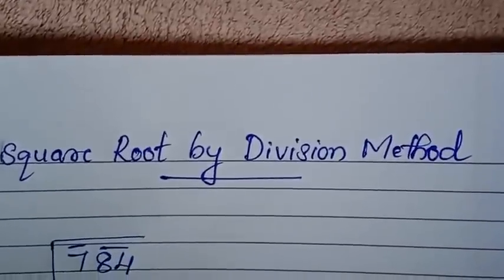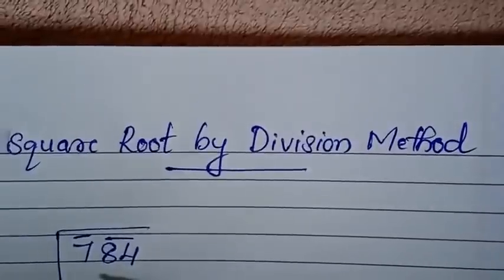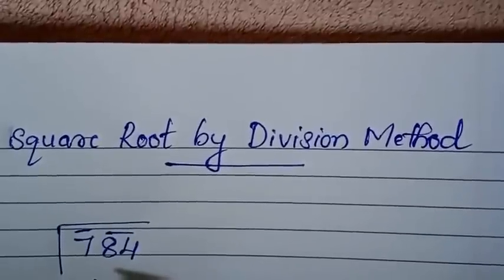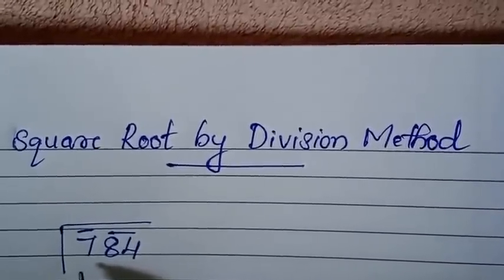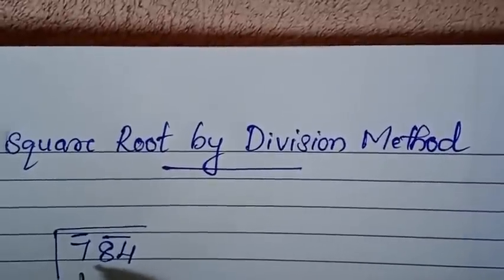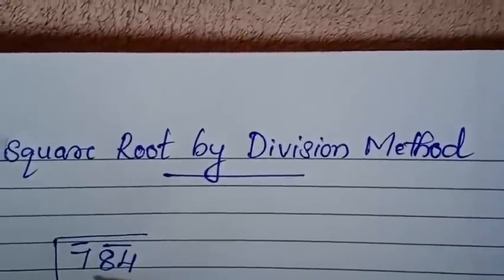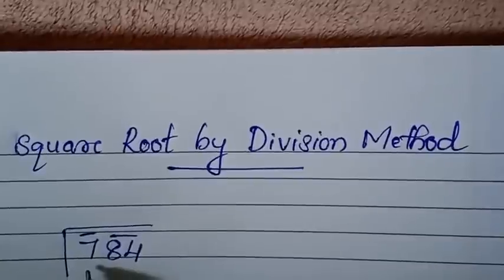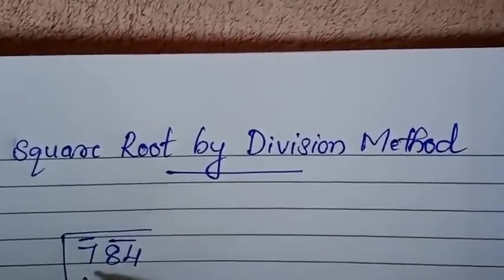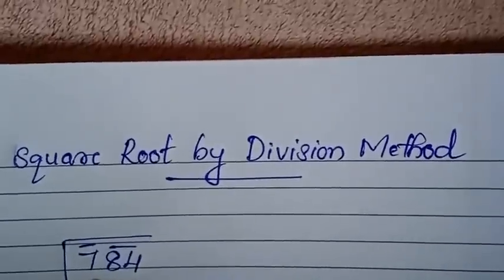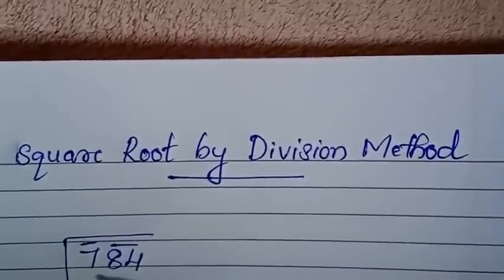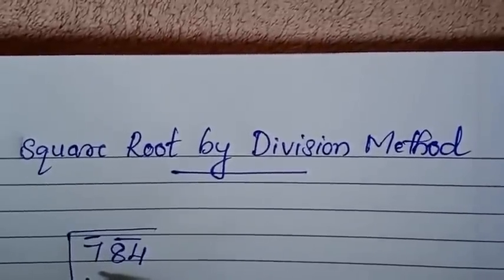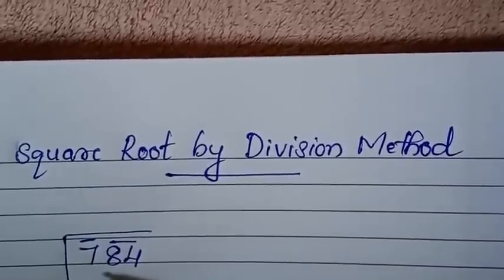This is the division method. First, find the largest number whose square is less than or equal to the number under the extreme left bar. That is 7 over here. So we will take the square of 1. 1 square means 1. Then 2 square means 4. Then we will take 3 square. 3 square is 9. 7 is smaller than 9, so we can't do it.